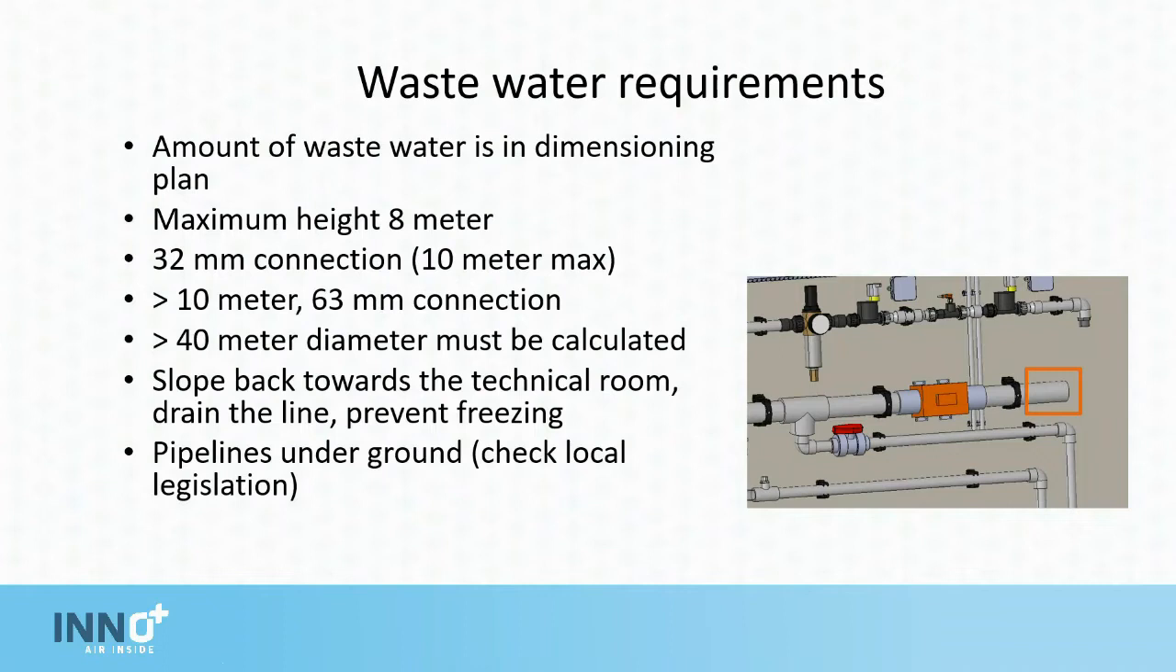All the pipework should be sloped backwards towards the technical room so that the water always runs back after a drain cycle has run. By doing so, the pipework cannot freeze. If you want to put the pipework into the ground, check your local legislations about this.